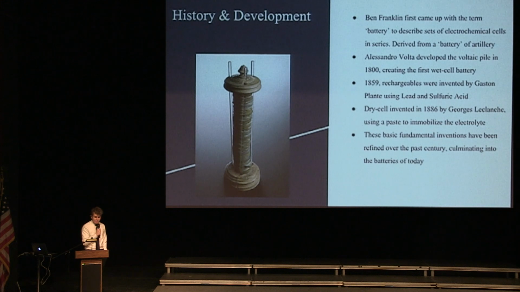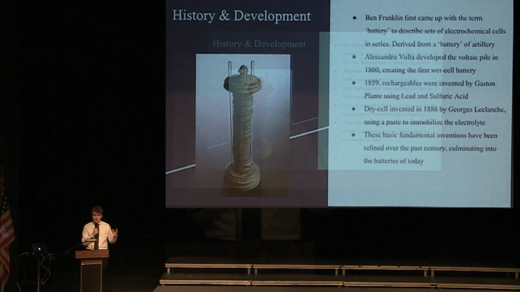In 1859, the first rechargeable battery was invented by Gaston Plante. This battery is still in use today as lead acid batteries, or car batteries. And then in 1886, the first dry cell was invented by Georges Leclanche. This cell used a paste to immobilize the electrolyte, meaning it could be more portable, you could use it in different orientations, and it was in general more durable than a wet cell battery.